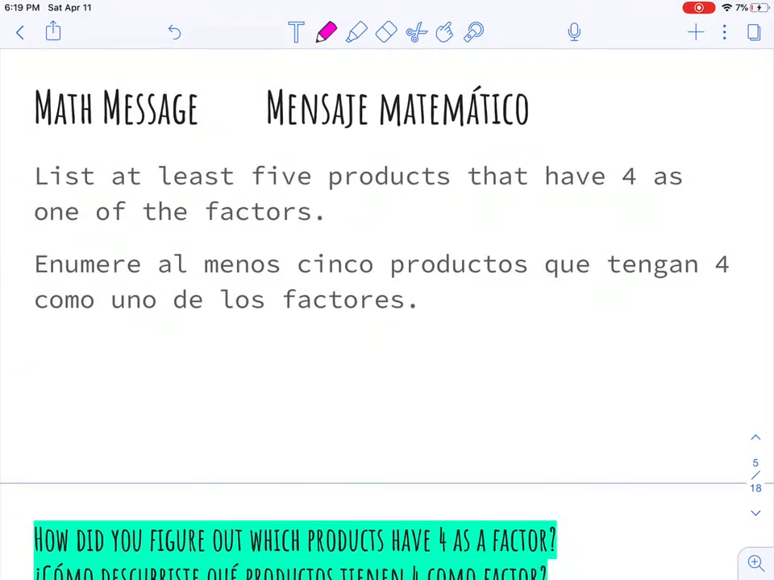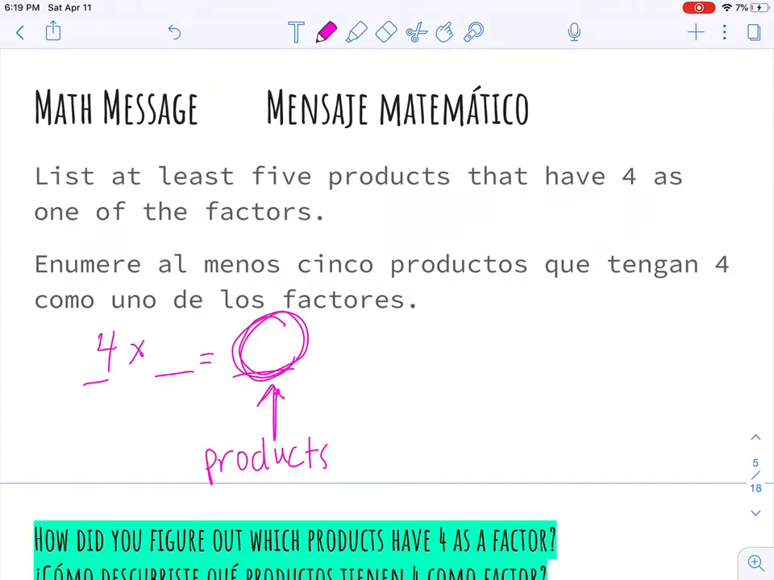All right. Now, we're going to list at least 5 products that have 4 as one of the factors. So we're working on factors. Factors are numbers that you can multiply by to get an answer. So I'm kind of thinking about this backwards. I know that 4 is the factor, and I want to know what answers could be products. Those are products. What answers could be products if I multiply by 4?